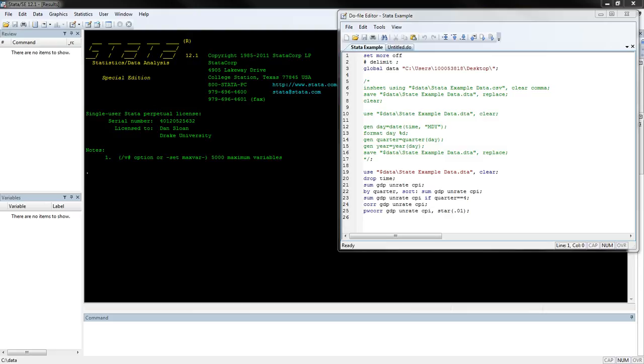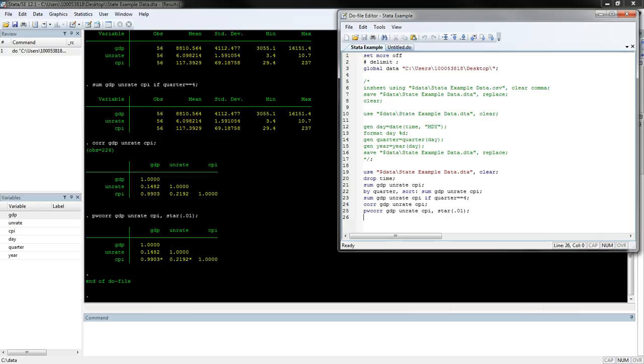So the first thing that we're going to do is go ahead and load what we've already run. So I have my correlations and I have my summarizing, and this tells me a lot, but maybe a simple graph would tell me something as well. So let's see what GDP looks like over time.